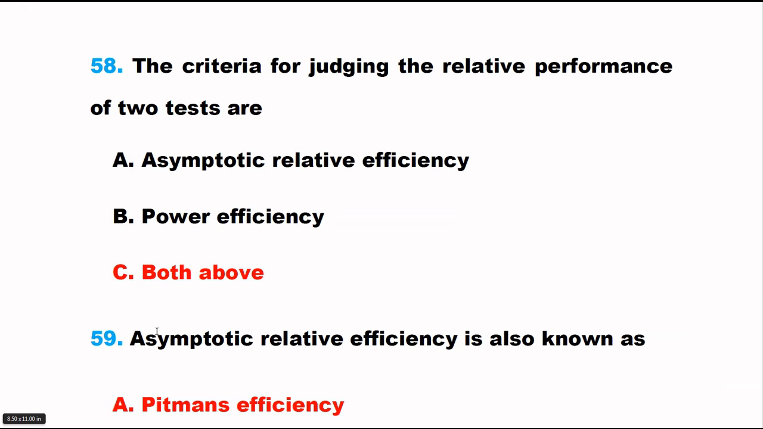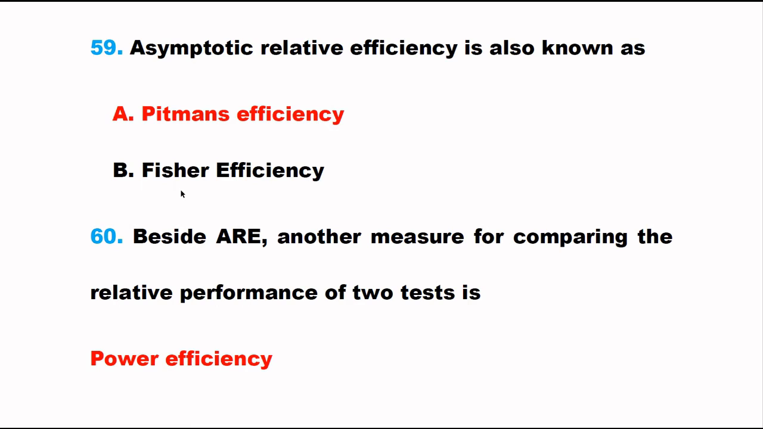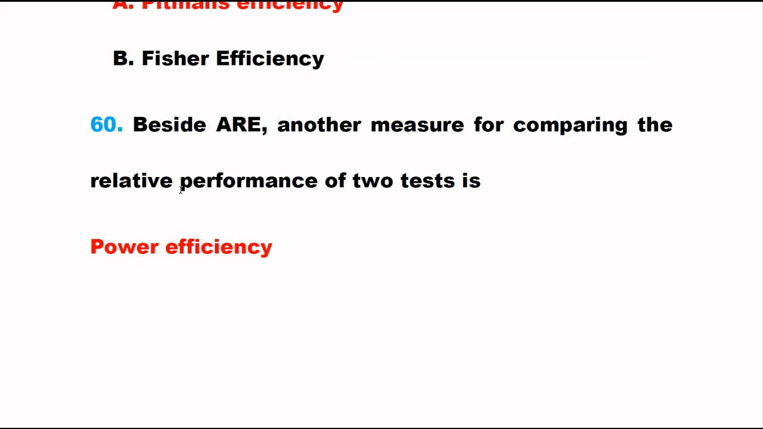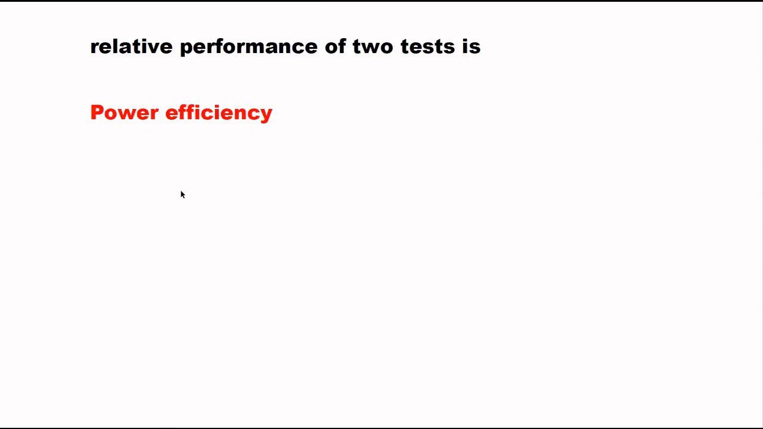The criteria for judging the relative performance of two tests are asymptotic relative efficiency and power efficiency. These two criteria are used to judge or to check the relative performance of two tests. Asymptotic relative efficiency is also known as Pitman's efficiency. Besides ARE, another measure for comparing the relative performance of two tests is power efficiency.